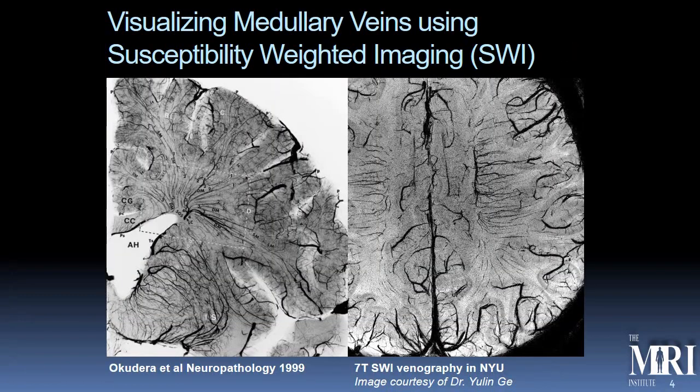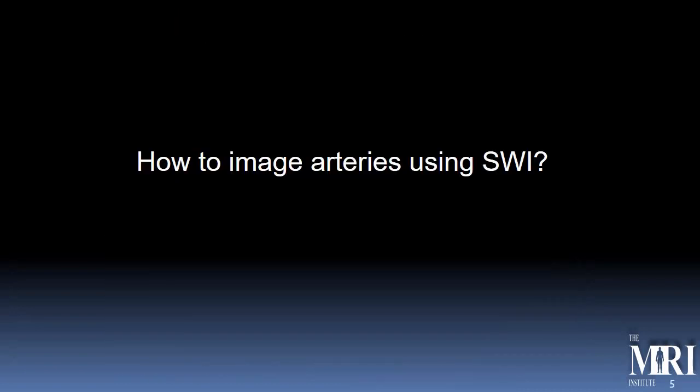For imaging the venous abnormalities, this problem can be partly solved by using the SWI technique. As shown in this example, SWI can significantly improve the visualization of deep medullary veins and venules, and this level of visualization is very similar to the left image, obtained in a postmortem study. Although SWI is a powerful technique, it is primarily used for imaging the veins, not the arteries. Why is that? And how can we use SWI to improve the visualization of small arteries?